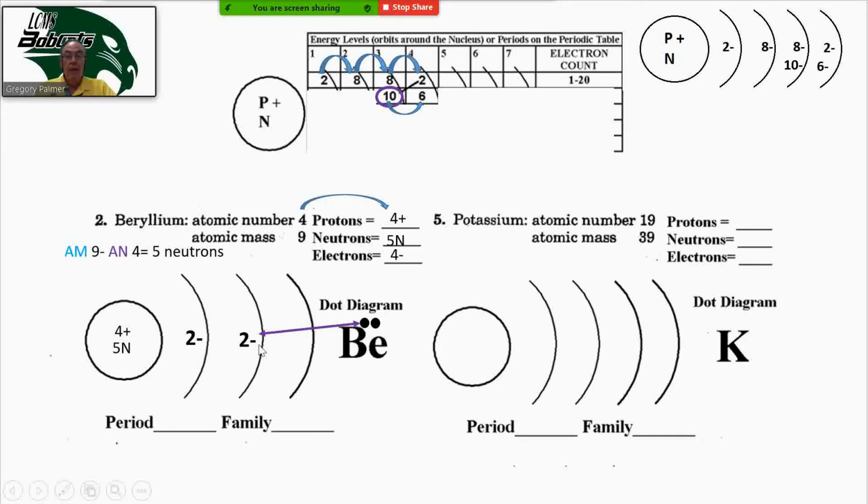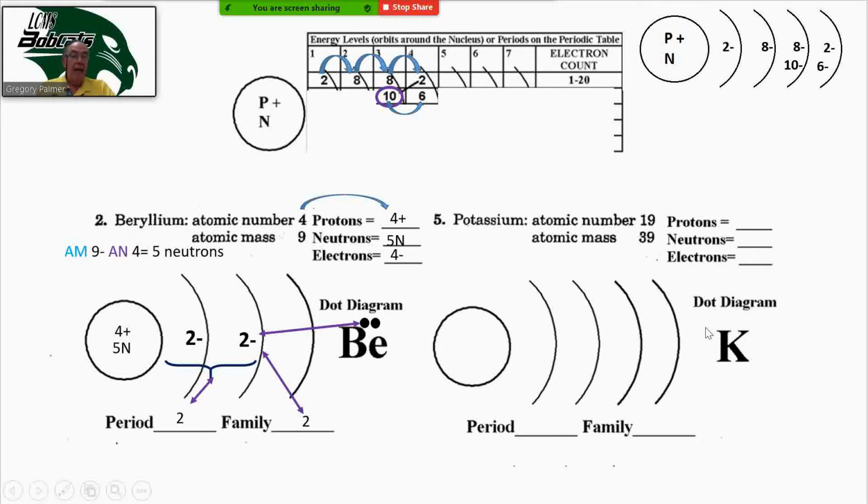We know that the 2 valence electrons tells us there's 2 dots in the dot diagram. That's what those 2 dots represent. We also know that this 2 valence electrons tells us that beryllium should be in family 2. We also know that because this model has 2 energy levels, 1, 2, it should be on period 2.